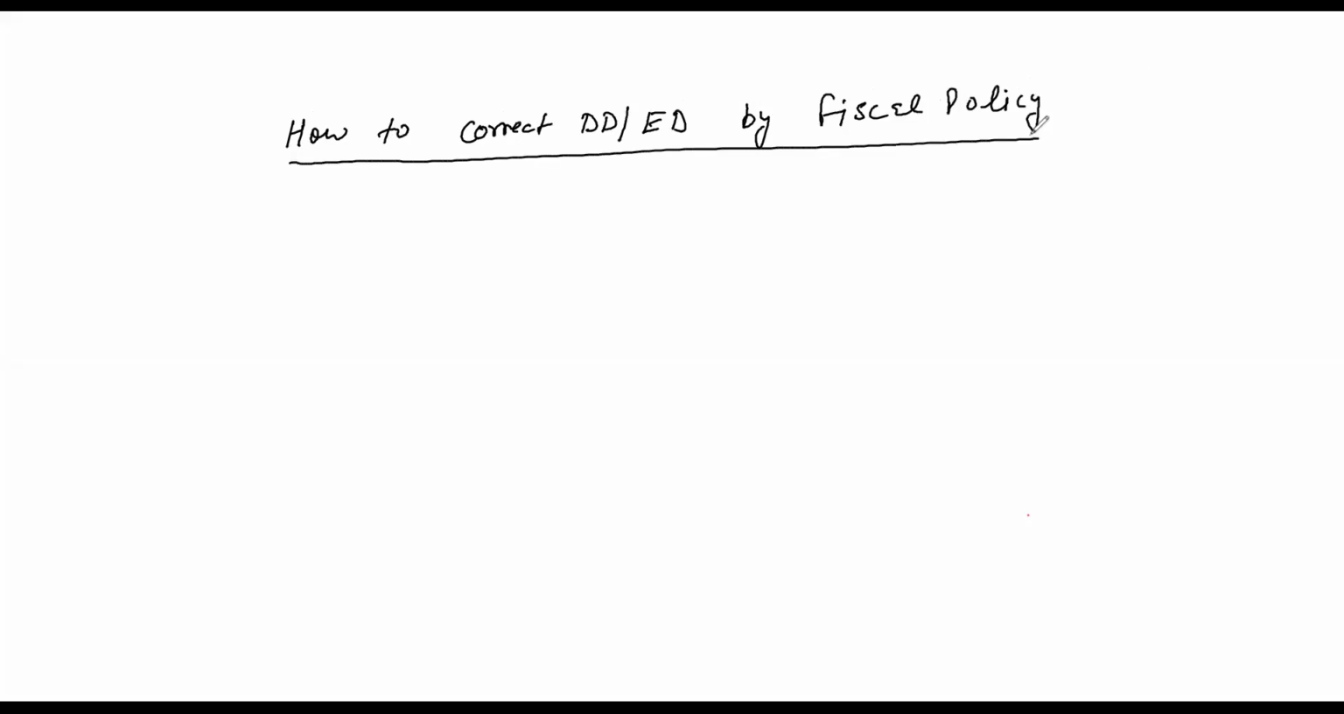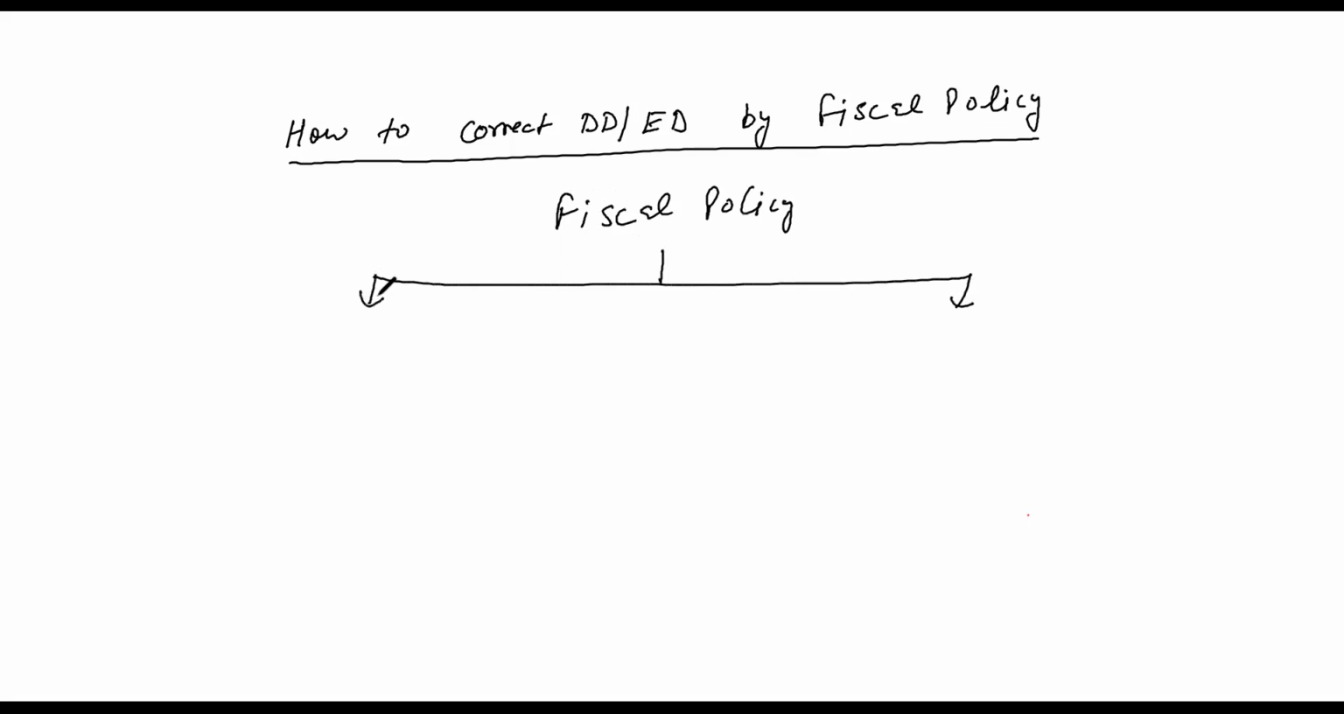So how to correct deficient demand or excess demand by fiscal policy, or you can also say how the deflationary gap or inflationary gap can be narrowed by fiscal policy. First of all, we are explaining what is fiscal policy. Fiscal policy is a policy used by government through its revenue and expenditure measures.